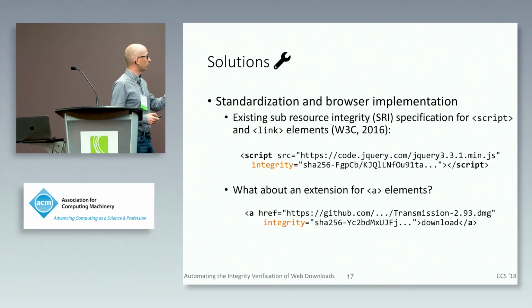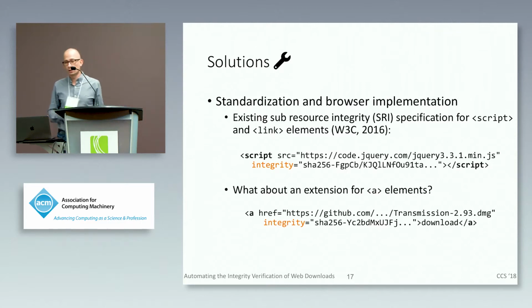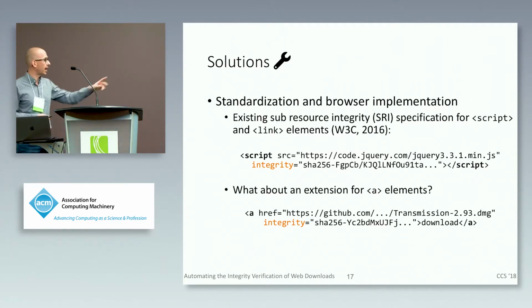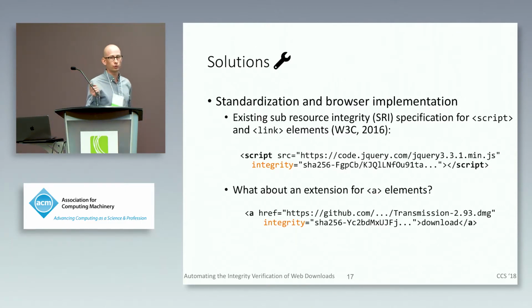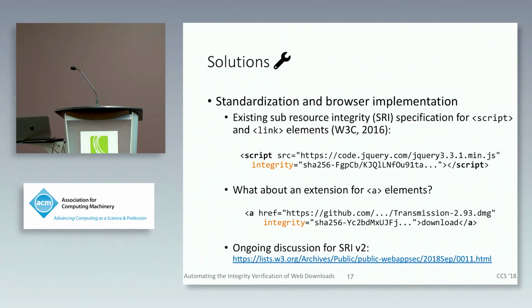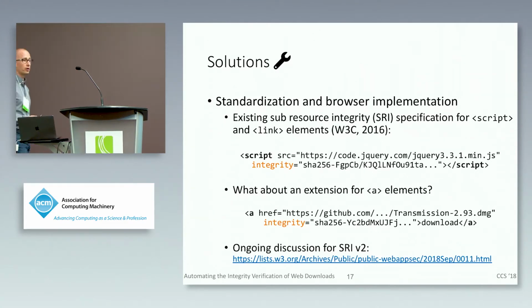What we propose here is pretty simple. It's to extend SRI to the A element, A being links that allow you to download a file, not to be confused with the link element that refers to CSS. There is an ongoing discussion for a version 2 of SRI in which we are involved. If you're interested, you can look at this link here.